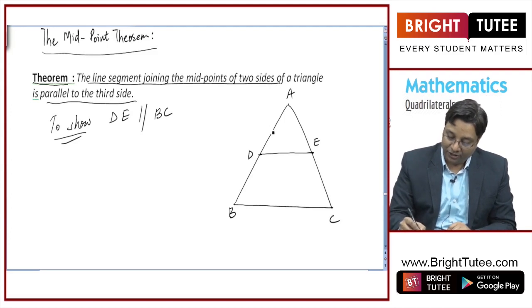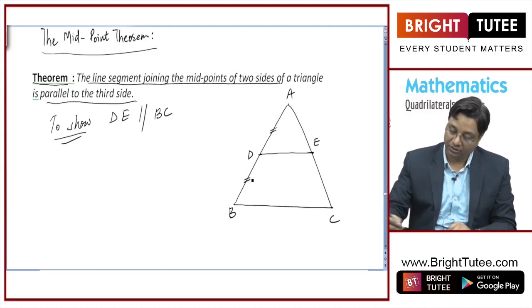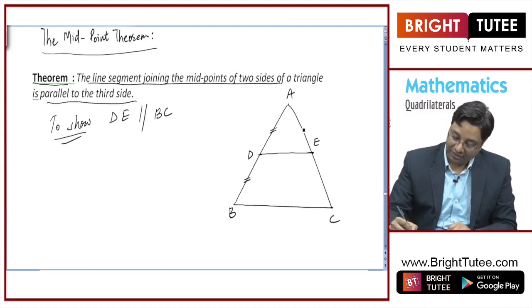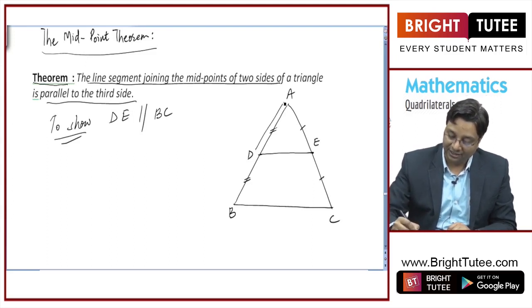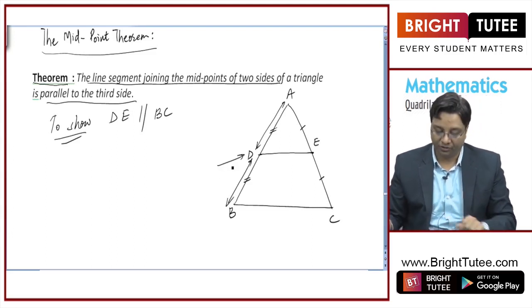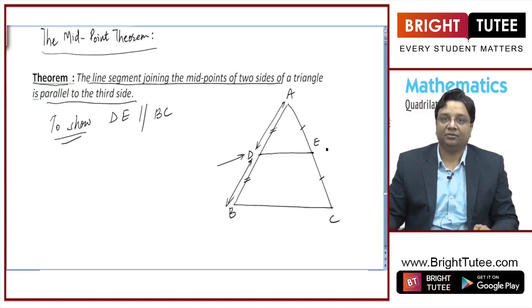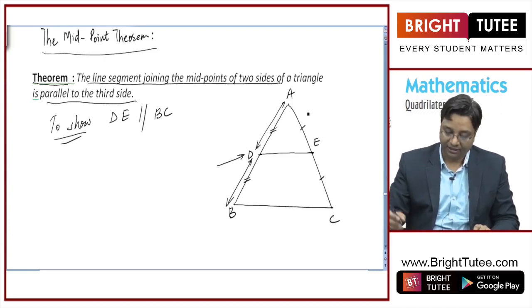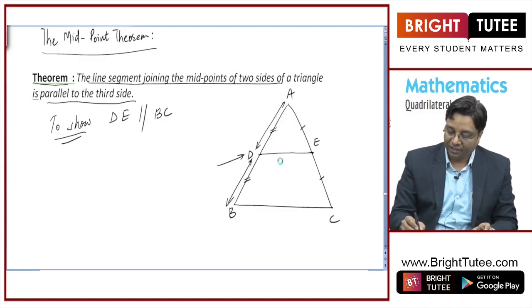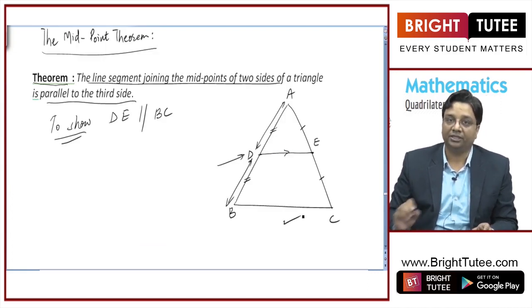So D is a midpoint of AB, so I will represent it by marking these two segments with two bars, and let me mark the other by one bar. So it says that this segment is equal to this segment because D is the midpoint of line segment AB. Similarly, AE is equal to EC, right? This much is given. Now I need to show that this line here is parallel to BC.